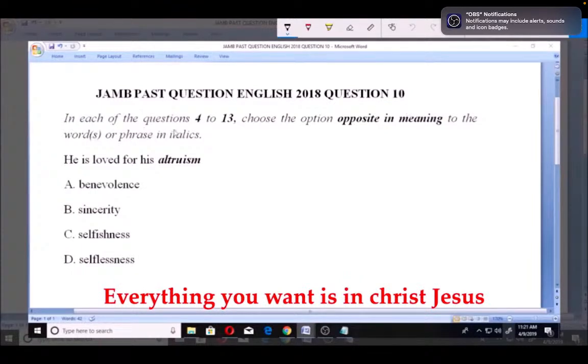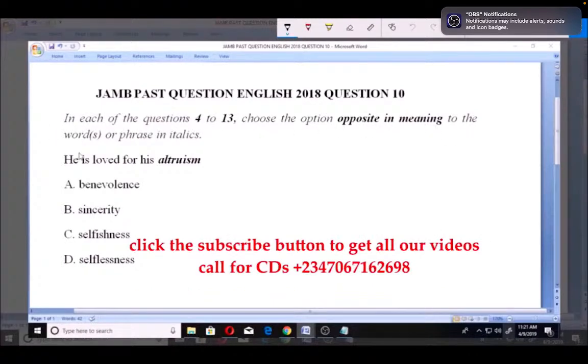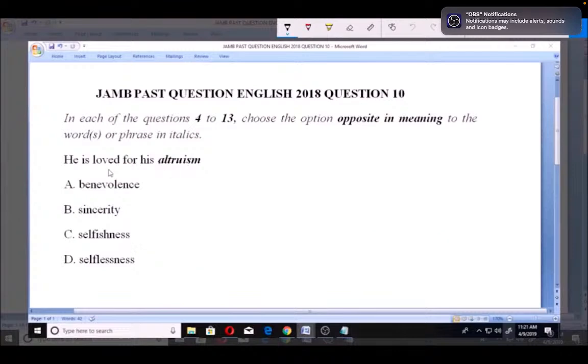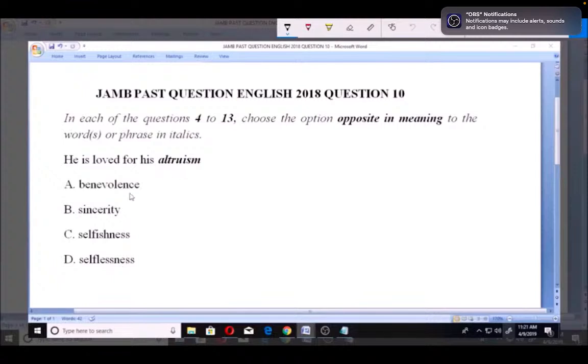In each of the questions 4 to 13, choose the option opposite in meaning to the word or words or phrase in italics. He is loved for his altruism. A, benevolence. B, sincerity. C, selfishness. D, selflessness. So the underlined word is altruism. Which of the following options is opposite in meaning to the word altruism?